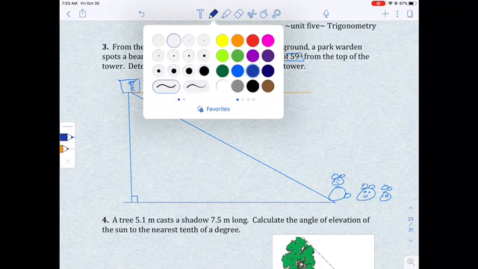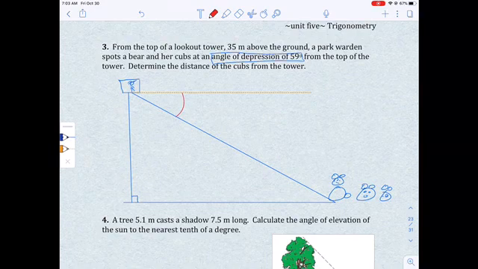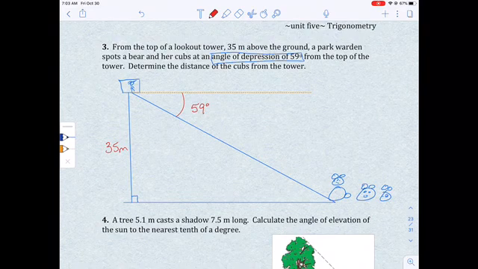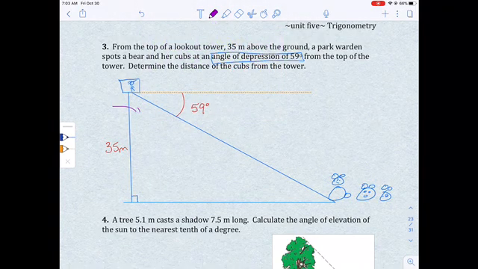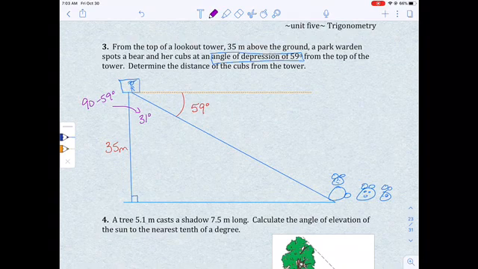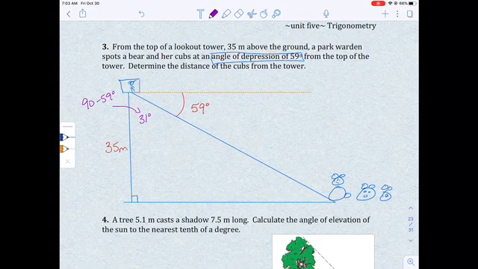So if I label the angle, this is 59 degrees here. If that's our 59 degrees, and this was 35 meters, the trick is, where do I find the angles inside the triangle? The angle inside this one here would be 90 minus 59, which is 31 degrees. I don't have a very accurate scale drawing here, but if that's my 31, then it says determine the distance of the cubs from the tower. So we're looking at where they are along the ground.